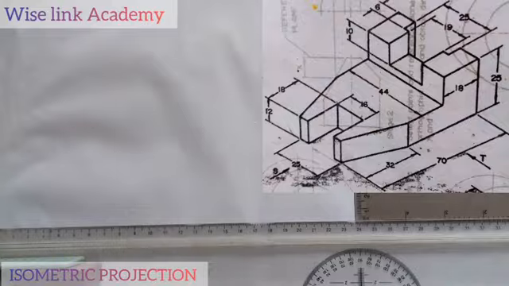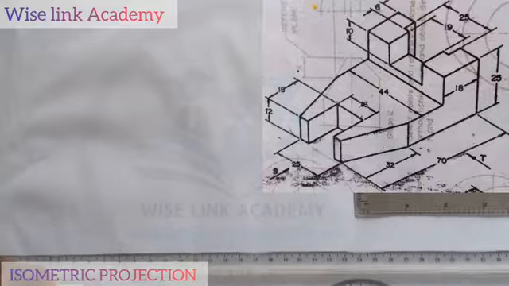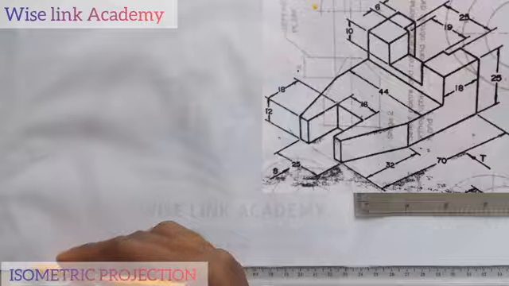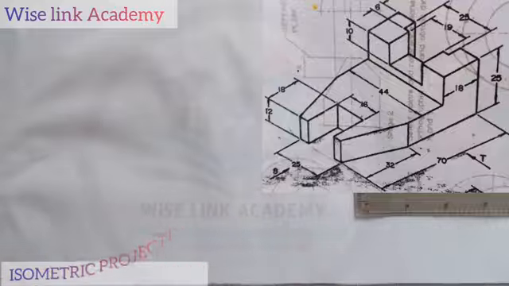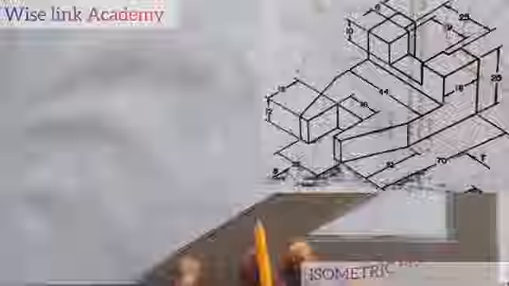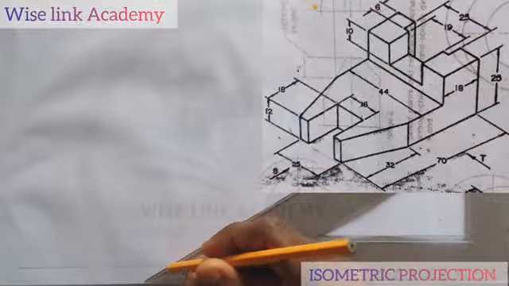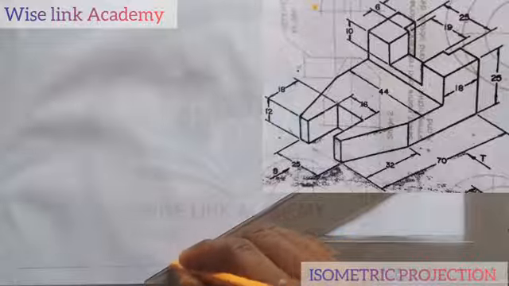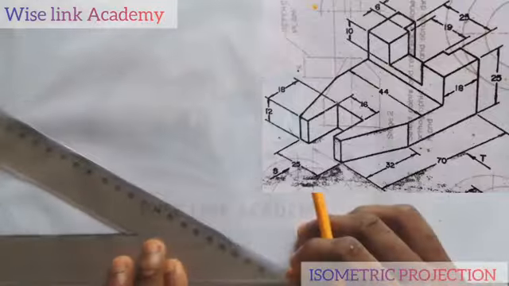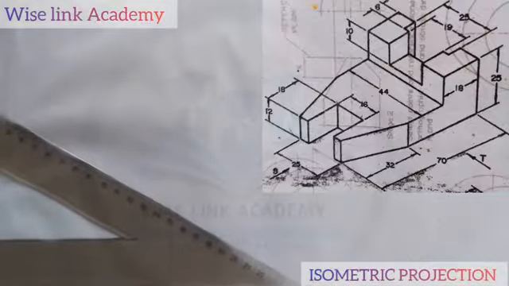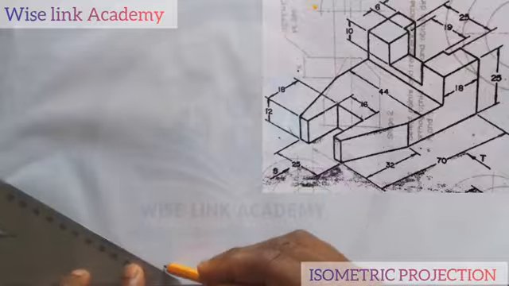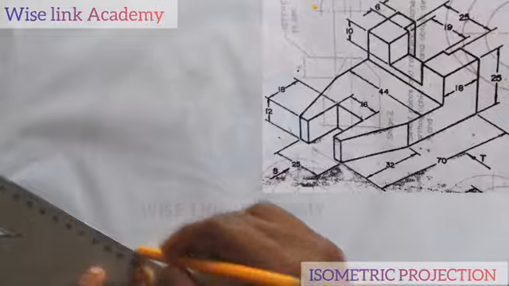First thing first, our first procedure to draw any isometric is to produce the isometric axis. Doing that with the help of my T-square, I draw a horizontal line. Then, taking my set square this way, I will draw an inclined line of 30 degrees. With the same procedure, at this point here too, I will draw the line down.